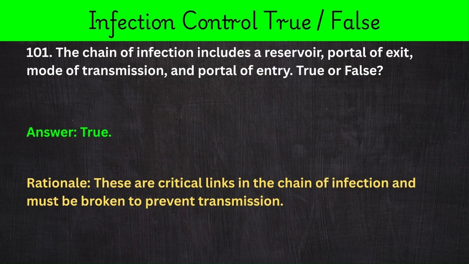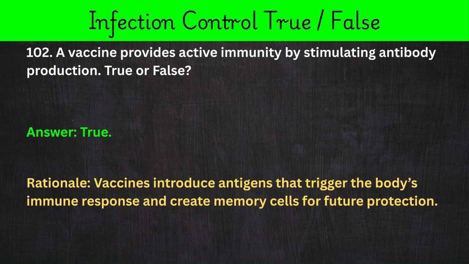True or false? Answer: true. Rationale: these are critical links in the chain of infection and must be broken to prevent transmission. 102. A vaccine provides active immunity by stimulating antibody production.